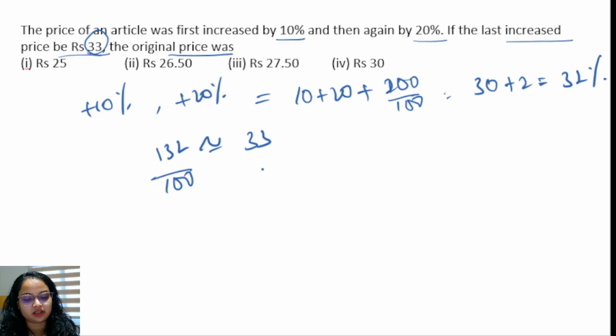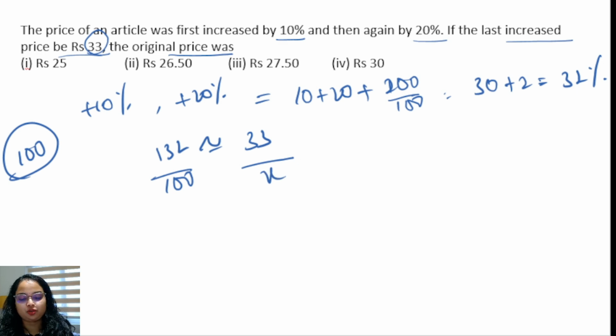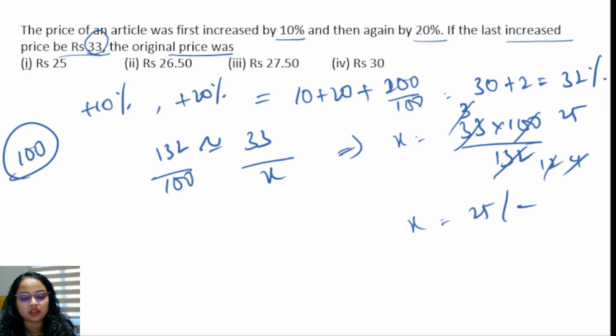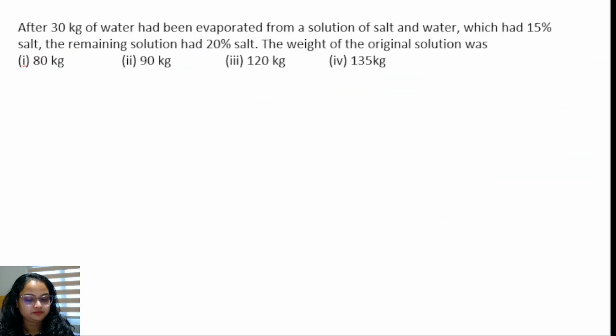So what is the 100? The original price was, originally we assumed as 100. The original price we will assume as x, and here we will find out x. x is equal to 33 into 100 divided by 132. Okay, 11 into 3, 11 into 12, 3 into 4 and again 4 into 25. So here the original price was 25 rupees. First option.